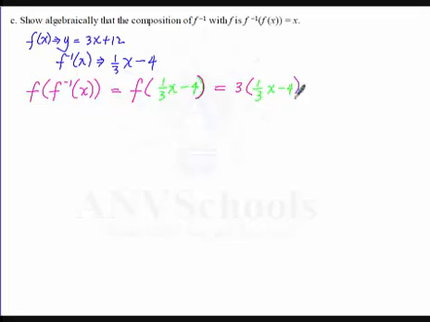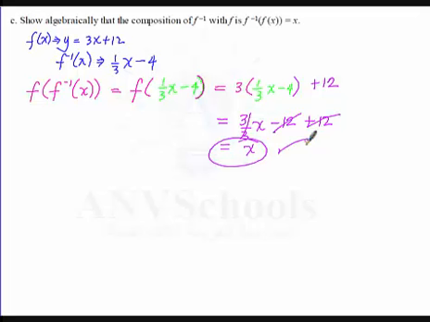One-third x minus 4, plus 12. Let's investigate. So this one becomes 3 over 3 x minus 12 plus 12. So this is equal to x. And then cancel, cancel, cancel. So this is equal to x. So we have proven f of f negative 1 of x is just equal to x. Now let's prove the other one. Okay, we have our f negative 1 of f of x.